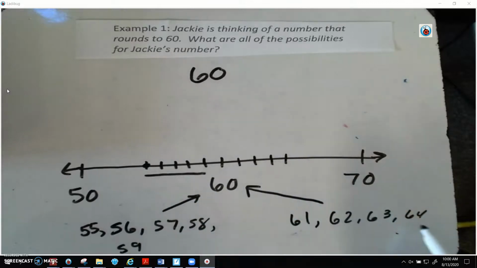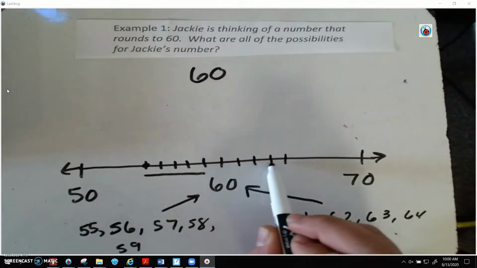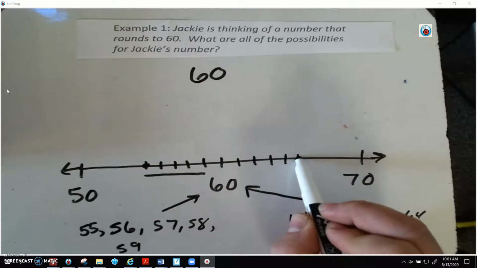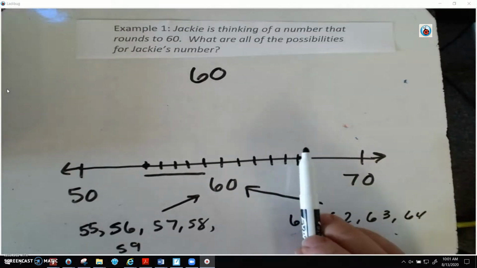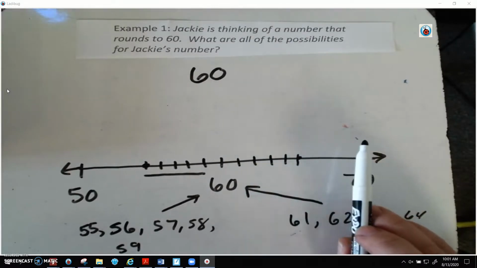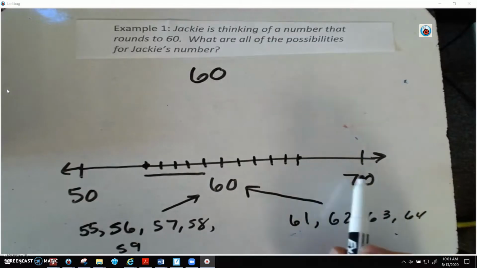So same thing with 65. So 61, 62, 63, 64, 65 would be right here. And since that's halfway between, that would round up to 70. So 65 would not round to 60, it would round to 70.